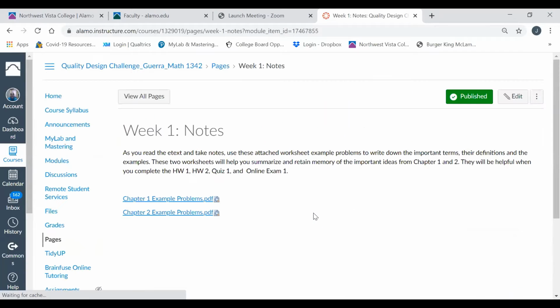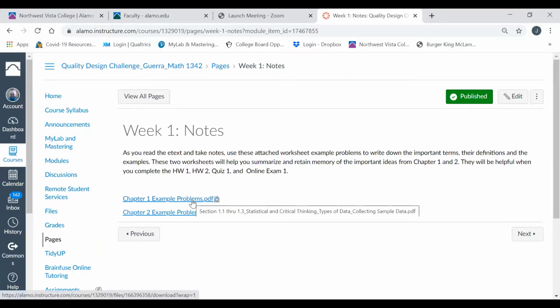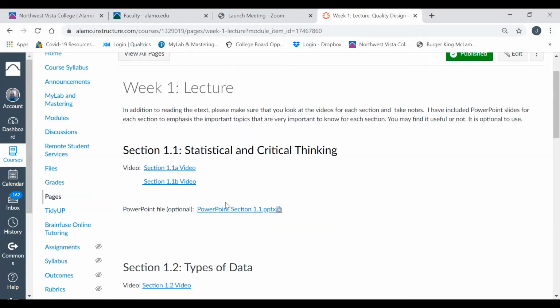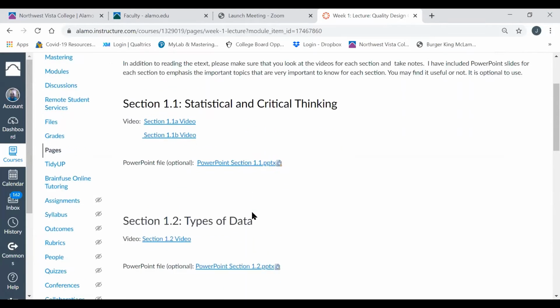Each module also has notes. When students look through the videos, they can jot down notes so that they can use them for quizzes and exams. I also included videos. That's how students will be learning. I attach videos per each section. And I also included PowerPoints in case they prefer to have a summary of each section. They are supposed to be looking at these videos and taking notes during all lectures.